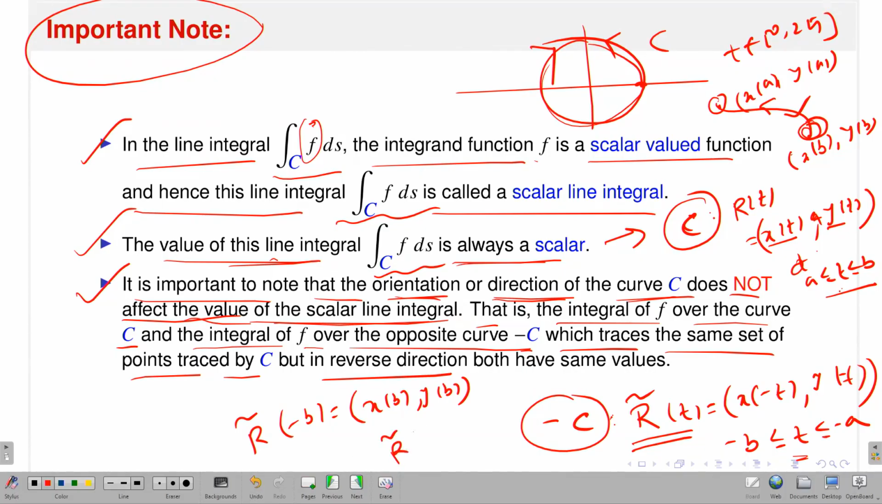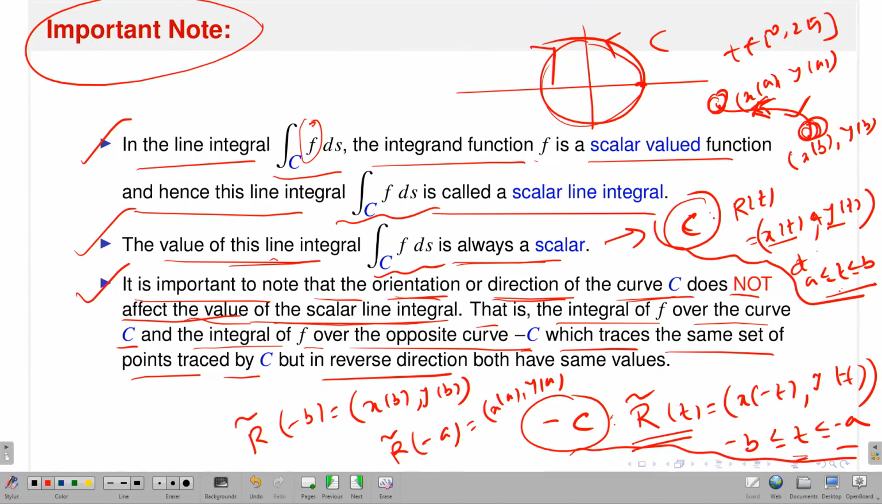R twiddle of minus a. So, that is the parameterization. What is the value of minus a? That means it is x a comma y a. That means it will start from here and end here. So, that means it is the opposite direction. So, if C has a parameterization like this one, then the minus C will have the corresponding parameterization this one.